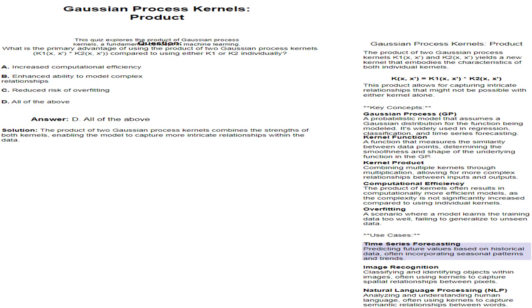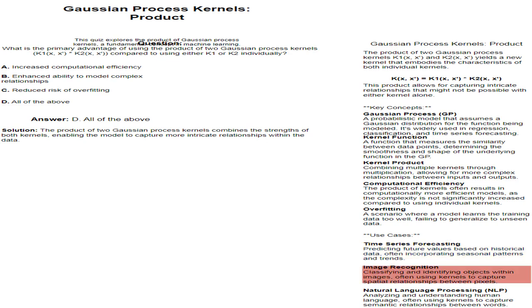Time series forecasting, predicting future values based on historical data, often incorporating seasonal patterns and trends. Forecasting daily sales of a product using past sales data, taking into account seasonal variations and trends over time.